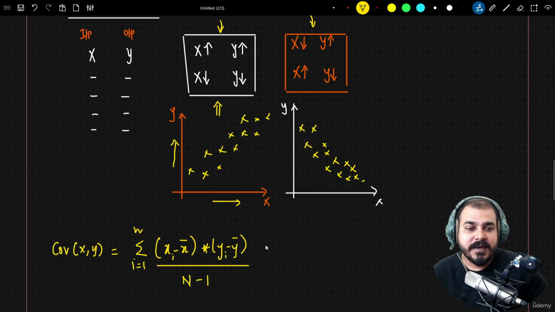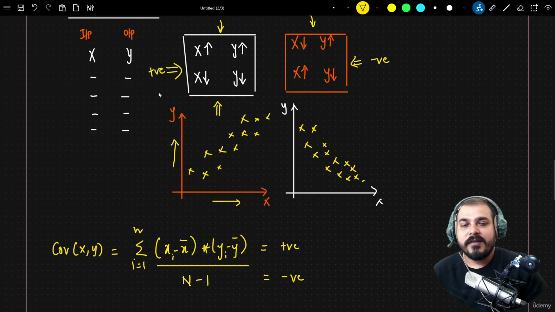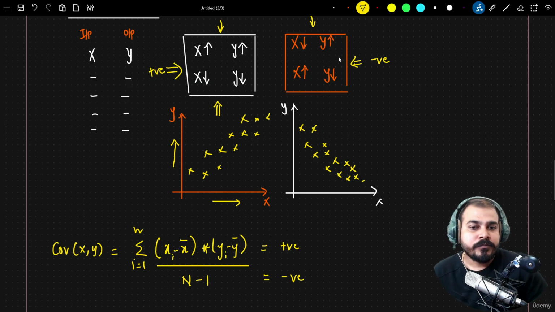Now, let's say we get a positive value. If it comes as a positive value, that means we are going to follow this specific relationship. If it comes as a negative value, then we follow this other relationship. Whenever we get negative, we follow this; whenever we get positive, we follow this. That means the relationship between x and y will be a linear relationship when my covariance is positive. When my covariance is negative, it will follow an inverse linear relationship.